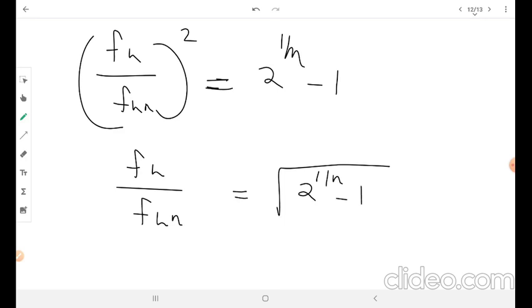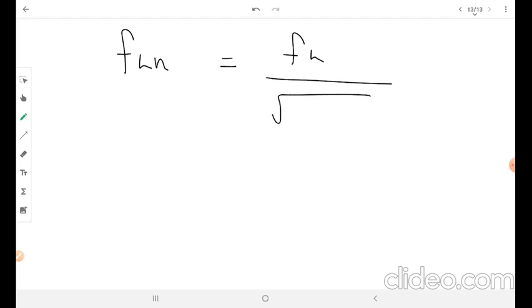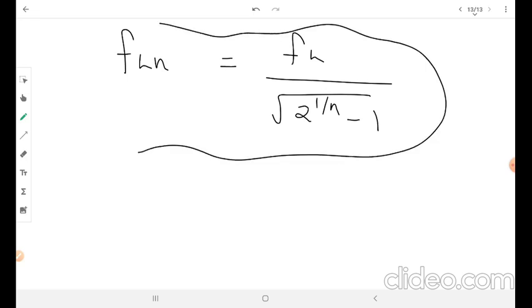So we can write the overall lower cutoff frequency FLN like this. The overall lower cutoff frequency FLN is equal to FL divided by the root of 2 raised to 1 by n minus 1. This is the overall lower cutoff frequency in a cascaded amplifier. Okay, here we can see what about its value, the overall lower cutoff frequency.